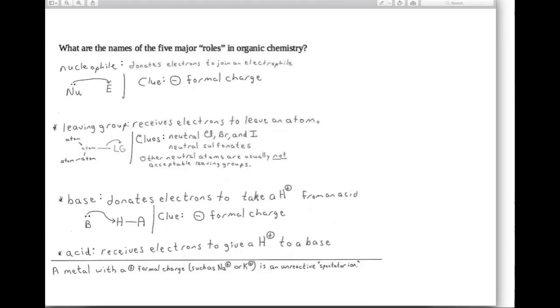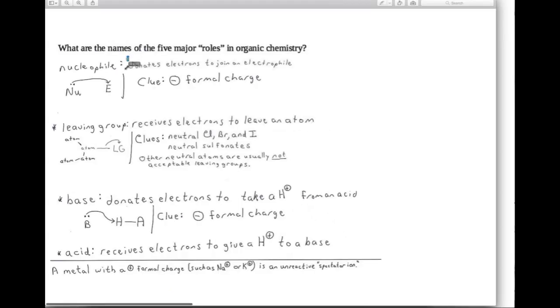So as we discussed in the first video in this series, both a nucleophile and a base donate electrons. A nucleophile donates electrons to join an electrophile, a base donates electrons to take a proton from an acid. Because they're both electron donors, a negative formal charge can be a clue for either a nucleophile or a base. Here's what the electron pushing arrow looks like for a nucleophile. It shows the nucleophile joining the electrophile. Here's what the electron pushing arrow looks like for a base. It shows the base taking a proton from the acid.